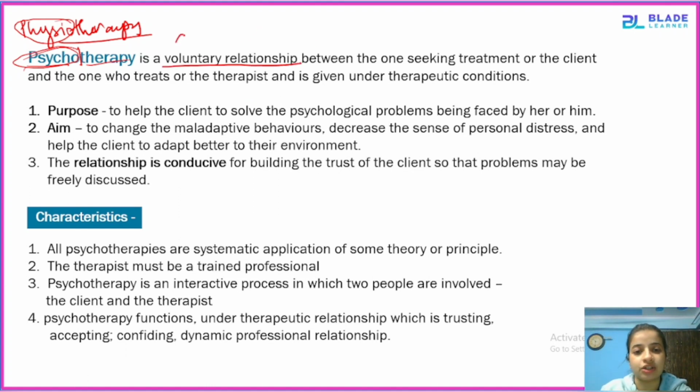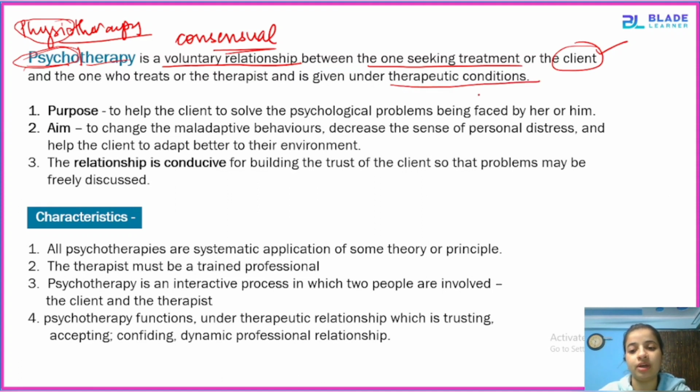Voluntary means consensual. Both parties agree to form a relationship between one seeking treatment, the client, and the one who treats, the therapist, under therapeutic conditions. We usually do not use the word patient or subject anymore, we use the word client. Therapeutic conditions means ethics and rules and norms. So we have a set of rules and conditions known as therapeutic conditions, under which a person forms a consensual voluntary relationship between the client and the therapist.